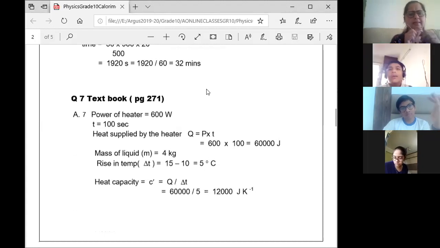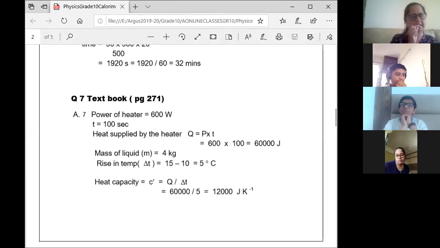So what is the rise in temperature? Yes, Dhruv. Who's asking? Yes, Akshat. Rishabh is trying to get in. I already admitted him 3 times. I don't know what is happening with him. I'm having internet issues, that's why. Okay, fine, no problem.